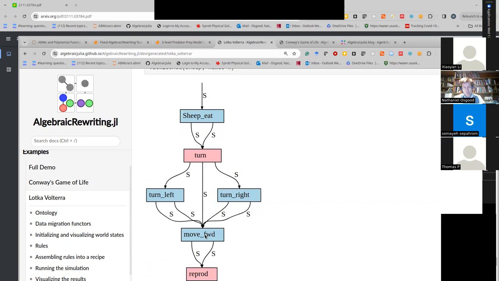So these building blocks are generators, and you stack them together, you compose them. And they rewrite AC sets to AC sets. And they're morphisms between AC sets.